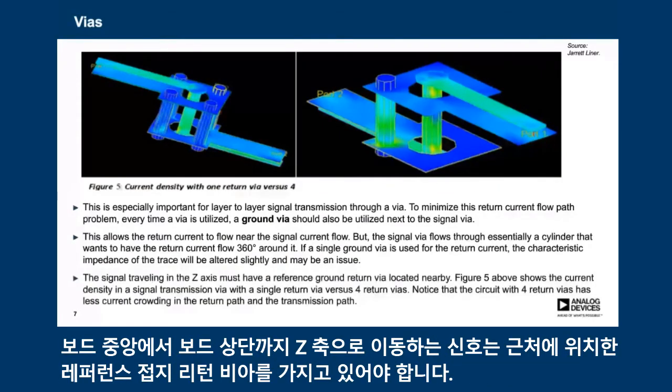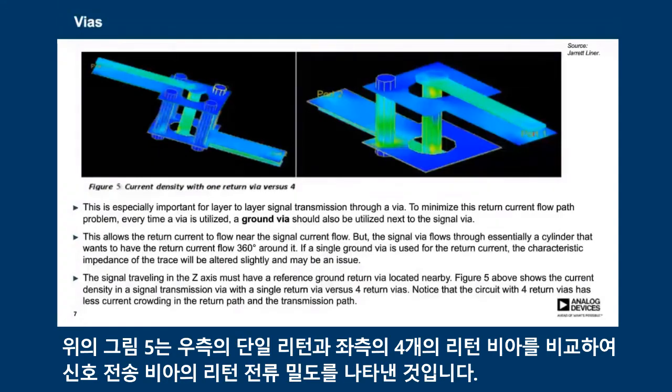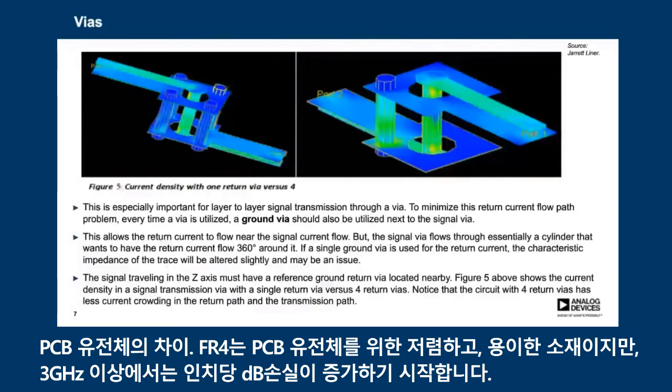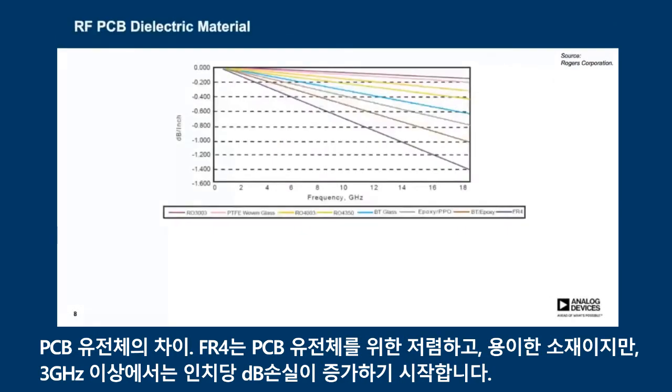So the signal traveling in the z-axis from the middle of the board up to the top of the board must have a reference ground return via located nearby. Figure 5 above shows the return current density in a signal transmission via with a single return on the right-hand side versus 4 return vias on the left-hand side. And notice that the circuit with 4 return vias has less current crowding in the return path and the transmission path.